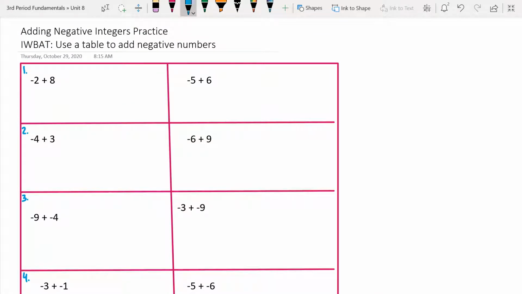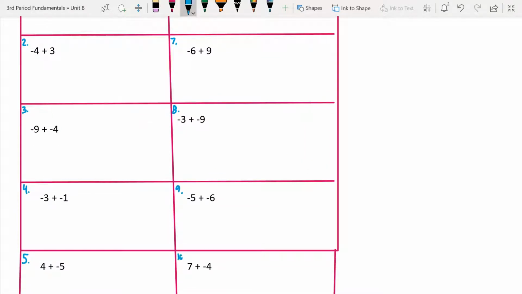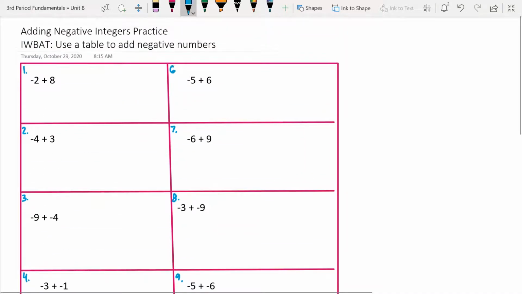You can already see that I have all of the problems pre-written for you. If you want to just pause now and copy the problems, you can. Whatever works best for you is fine. But our learning objective today, or I Will statement, is use a table to add negative numbers. So if you need a pause to get your paper ready, please do so. But we are going to get started here.